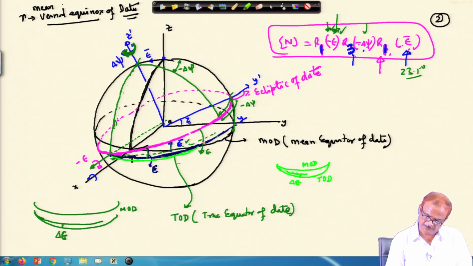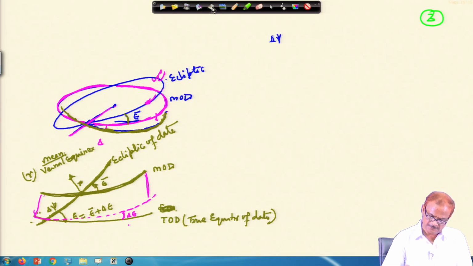Here also, once we have gone here, from here we are going down by epsilon. We went up from here to here by epsilon bar, and we are coming down by epsilon. So, the net rotation is as shown here, this is delta epsilon. This is called nutation in obliquity.